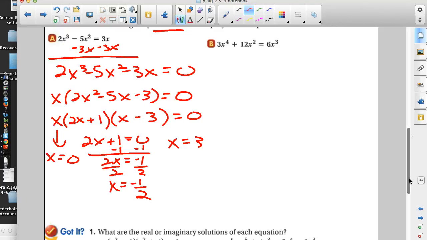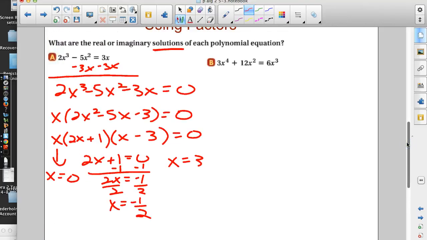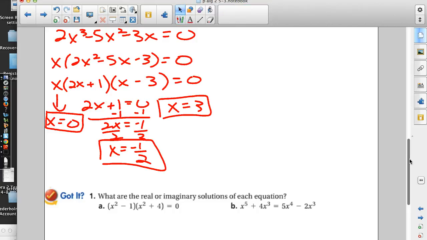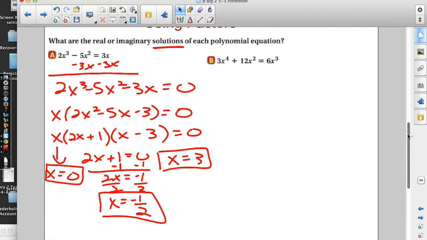Because if they did, we're done. But if they said, find the y-intercepts, then we have to write these as ordered pairs. What are the solutions? So we're done. We have 3 of them. And notice this was a degree 3 polynomial when we started, so we should have 3 answers when we get done, whether or not they're real or imaginary. In this case, they told us it was going to be factorable, so that tells us they're going to be real. All right, let's look at B.